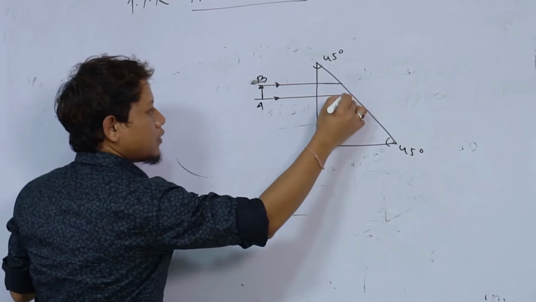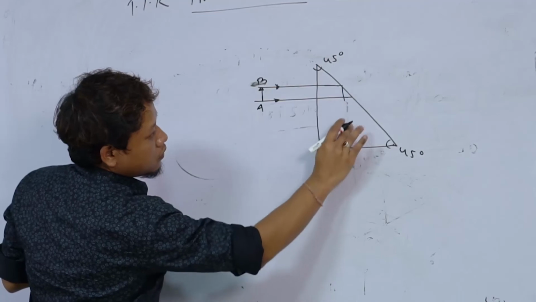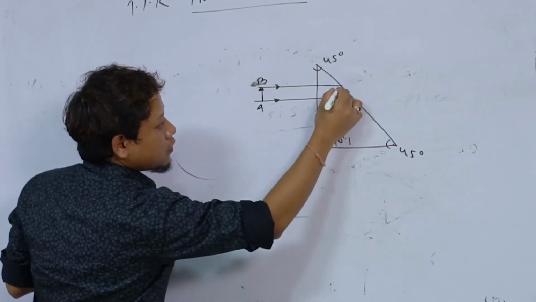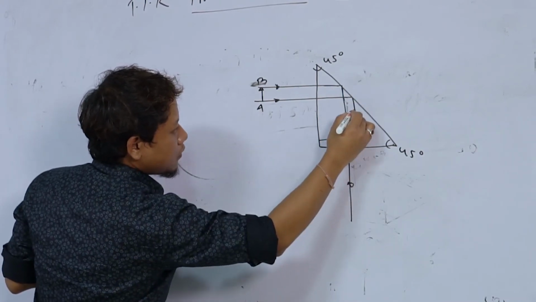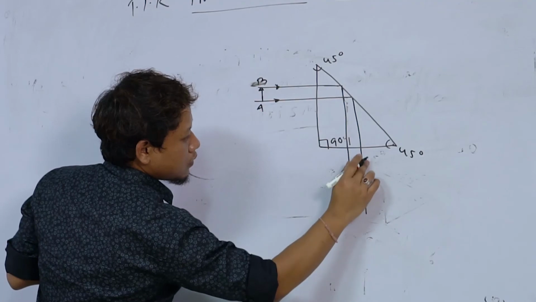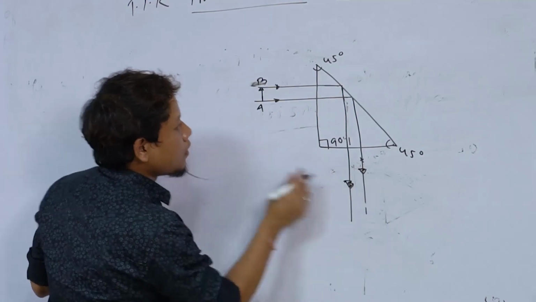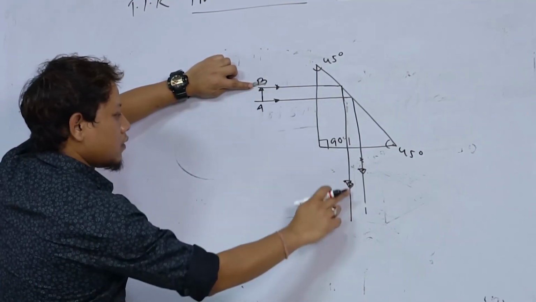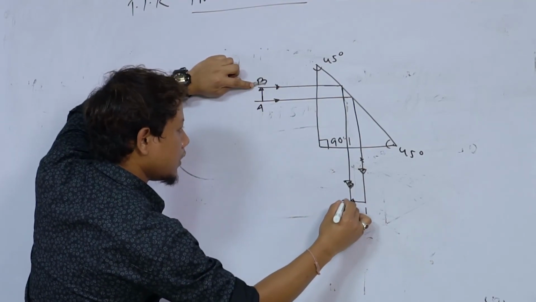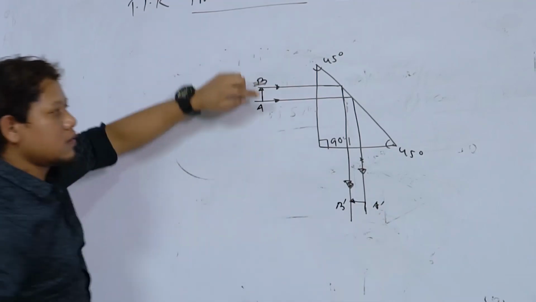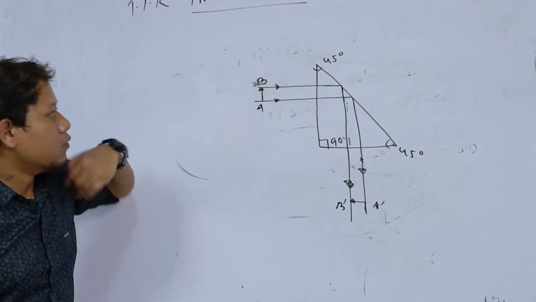Here they will suffer total internal reflection, and they will come out like this. And here also they will suffer total internal reflection and they will come out like this. This is the direction of the light. Now you see the first ray and the second ray, and here is the image, B dash, A dash. This is the ray diagram showing how we can invert the image without changing the size of the image.